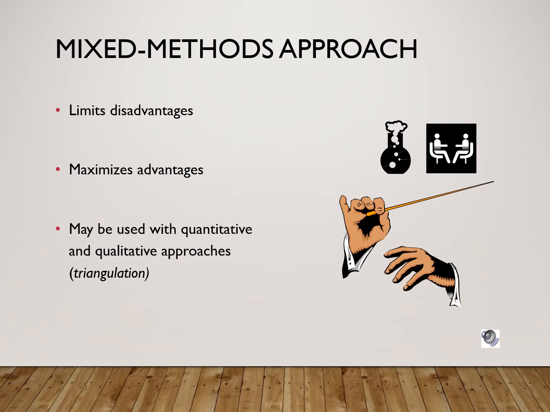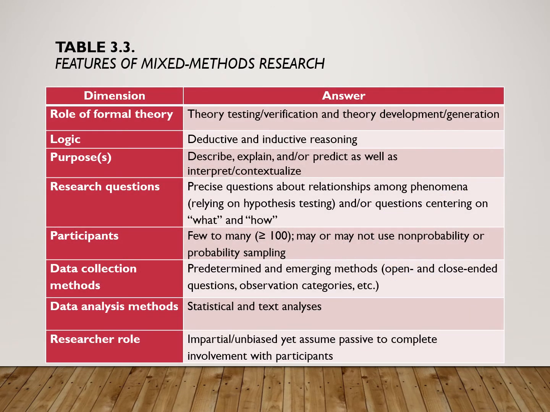Next, let's look at mixed methods approaches. Mixed methods limits the disadvantages and maximizes the advantages of each of the qualitative and quantitative approaches. A lot of times we'll call this triangulation. Let's go back to our little image here. To the left, we have the dimension, and then we have how it relates to mixed methodology. Within mixed methodology, we can look at the role of formal theory. So this is to test or verify the theory, but also maybe look at theory development and generation. So it includes both. We can use deductive or inductive reasoning.